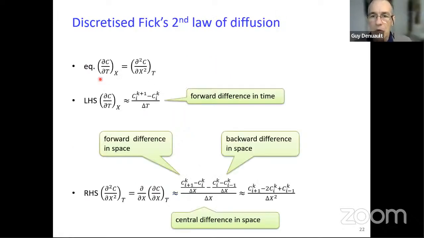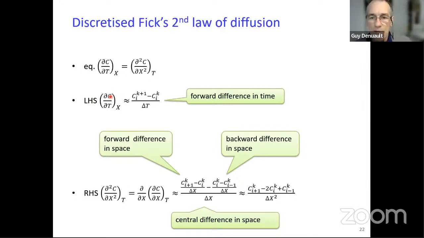So this is Fick's second law of diffusion in terms of dimensionless quantities. So they look very clean, very simple. On the left-hand side, so LHS means left-hand side, I've got dC/dt at location X. So I'm going to approximate this by a forward difference in time. K is the present, K plus 1 is the future. I is the location of interest. So because X is constant, I is the same for both concentrations.